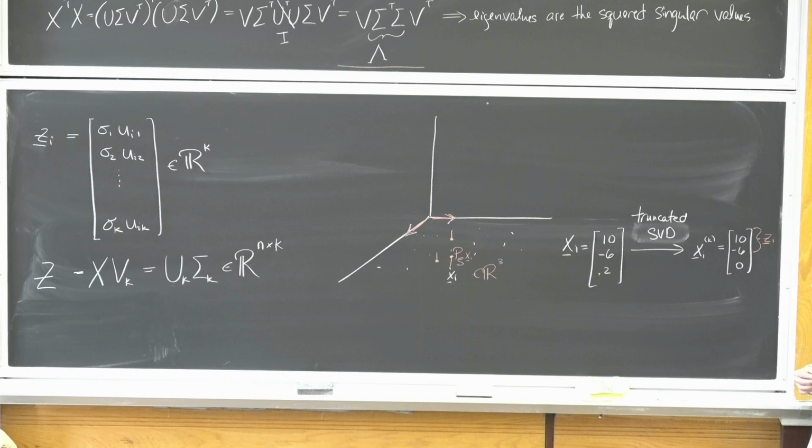Yeah. Can you explain again how you get from XVK to the product between UK and sigma k? I understand XVK because you said it's the span of the rows of V, and every row of X gives the weight. But I don't understand how you go from that to U sigma. Sure. Yeah, let's just walk through that.